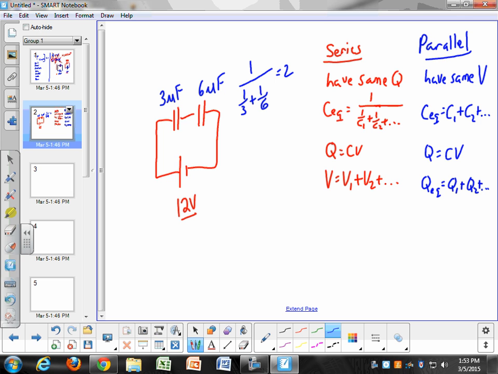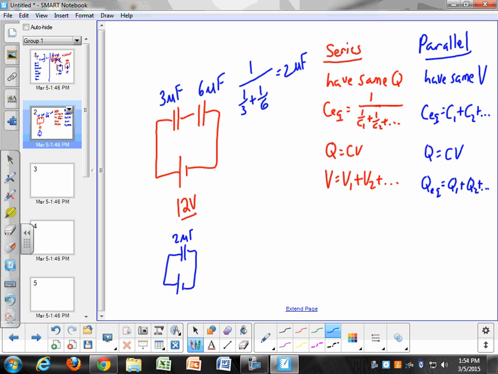That's equal to 2. Do y'all know all the little fractions that I gave you? Do I need to give them to you again, or you got them okay? Okay. It'll be useful to know those numbers. It'll make you go much faster, so you don't have to sit and think, well, it's a third plus a sixth and all that jazz. So my equivalent is 2 microfarads.